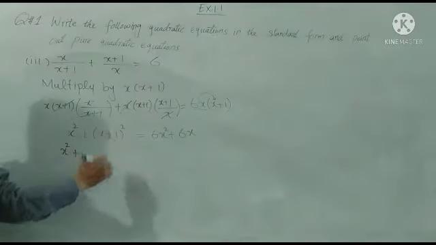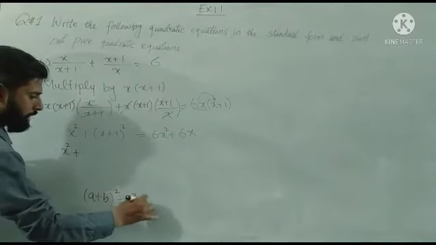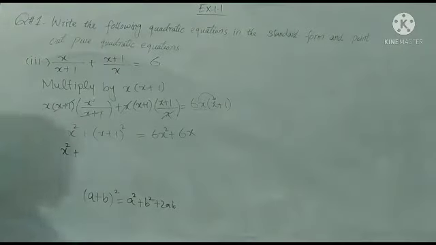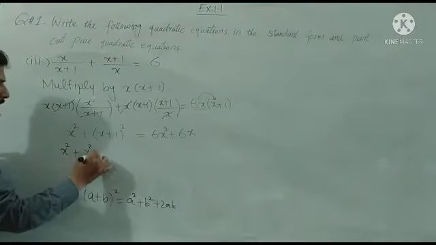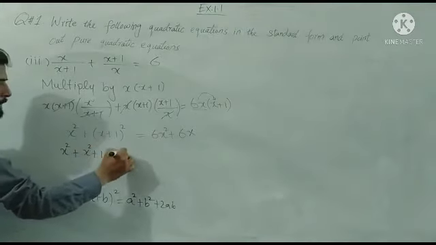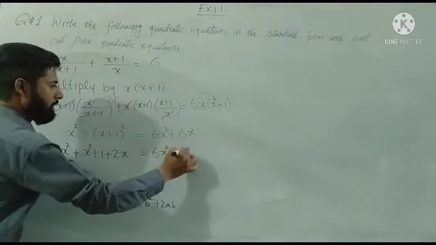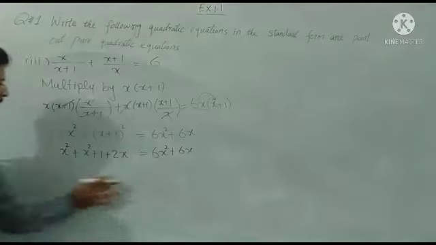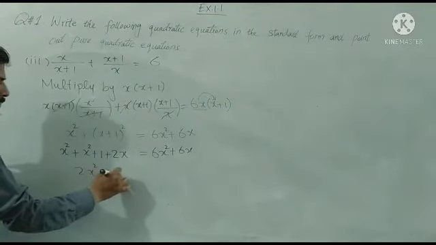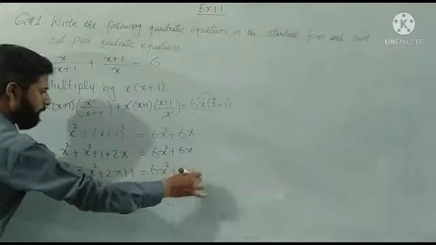Here we will apply the formula, which is (a plus b) whole square is equal to a square plus b square plus 2ab. We will implement this formula here. It will become x square plus square of 1 is 1 plus 2ab, it will be 2x, is equal to 6x square plus 6x. Now we will simplify it. x square plus x square, 2x square plus 2x plus 1 is equal to 6x square plus 6x.